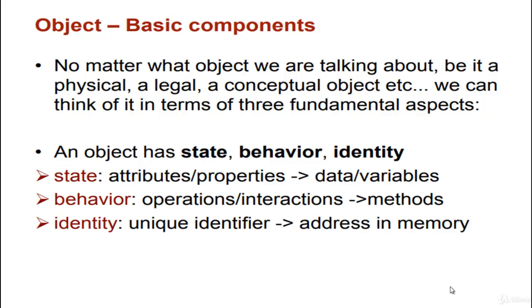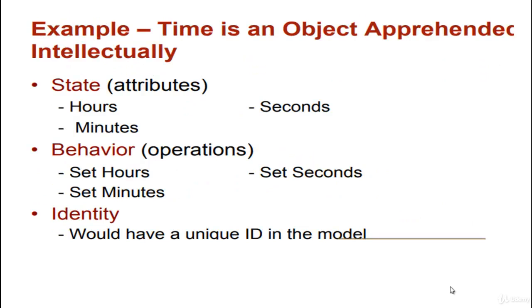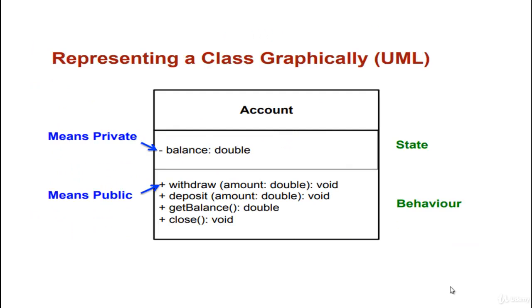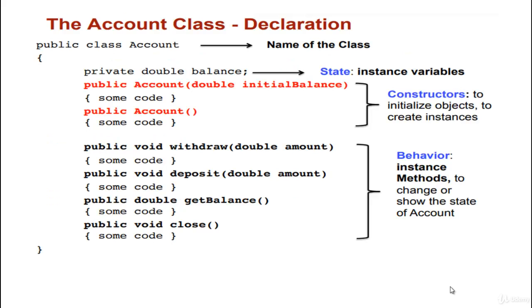State refers to the attributes, properties, or data variables. Behavior means operations, interactions, methods. Identity is a unique identifier. We looked into a few examples of state, behavior, and identity. Then we studied the account class. We represented the class graphically with unified modeling language. So we have state and behavior here. This is the account class declaration.